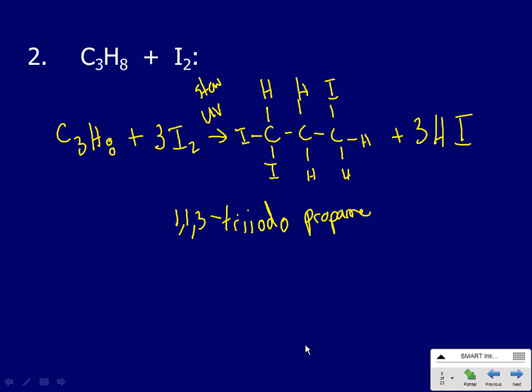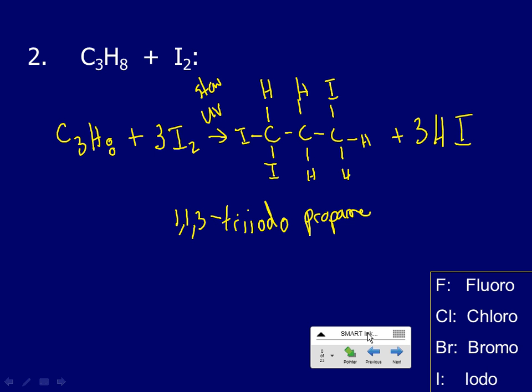Okay? That's a substitution reaction. And there is a little list of the different branches. If you might get that already, you might not even need to write that down. If you need to write that down, you can. F branch is fluoro, Cl branch is chloro, Br branch is bromo, and we just encountered the iodine branch as being iodo.